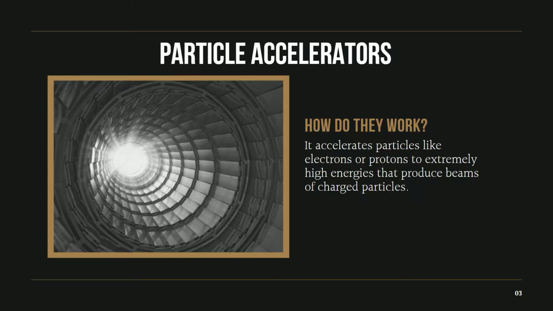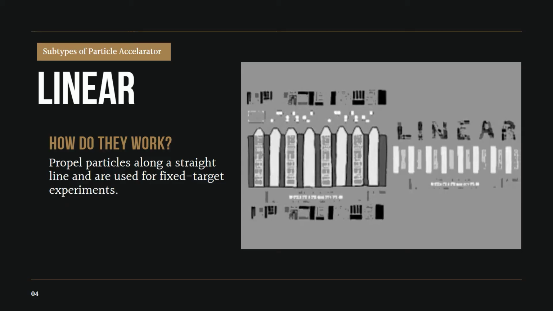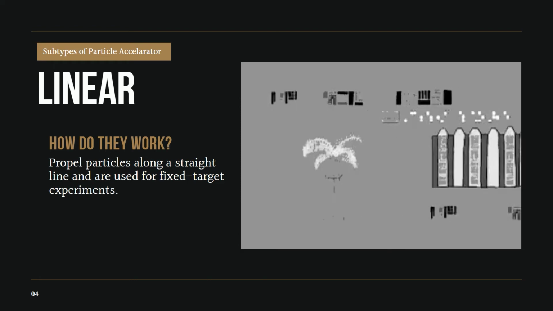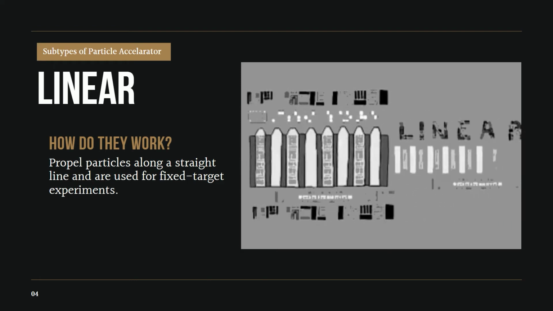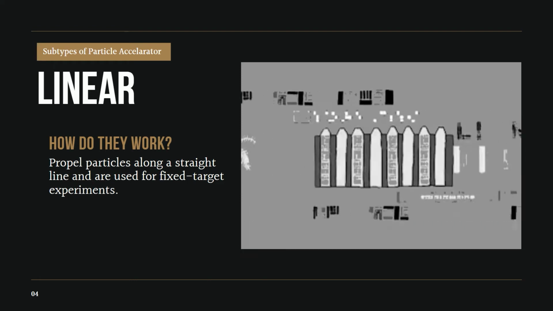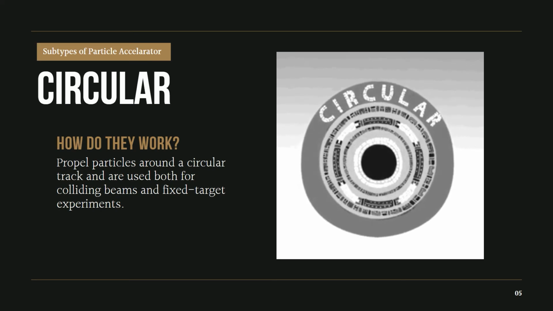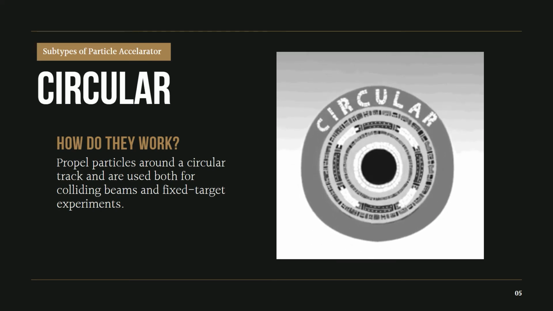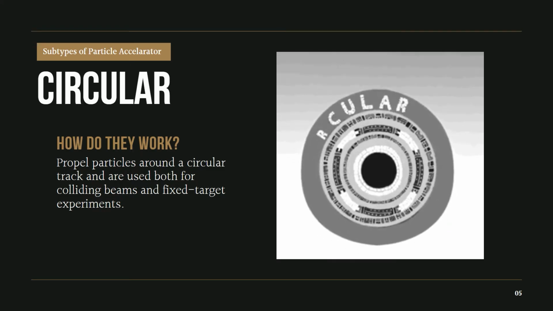Particle accelerators are machines that accelerate particles like electrons or protons to extremely high energies. In other words, they produce beams of charged particles that are used for various research purposes. There are two subtypes of particle accelerators. The first is linear accelerators, which propel particles along a straight line and are used for fixed target experiments. The second is called circular accelerators that propel particles around a circular track and are used for both colliding beams and fixed target experiments as well.